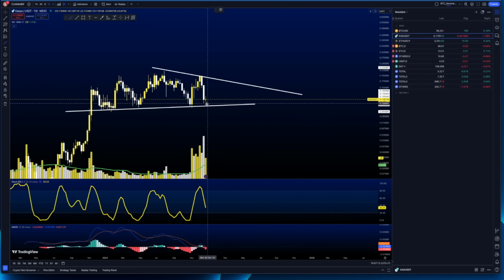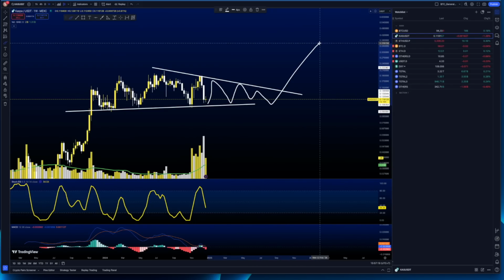Nonetheless, what we can potentially see in the coming weeks for Kaspa is this, right? And then potentially a proper squeeze and then boom, right? But that's obviously a longer time frame.